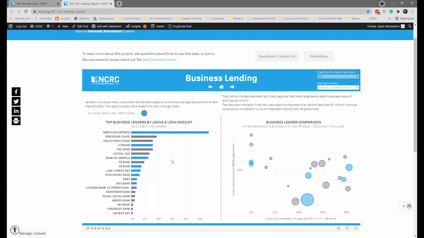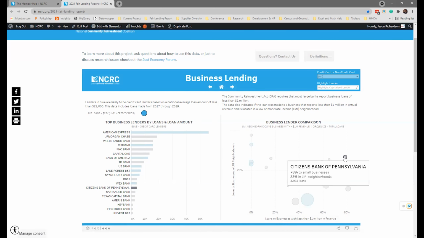The blue bars indicate lenders that we've identified as credit card lenders. This means that nationally, their average loan is less than $25,000. The gray bars indicate lenders that make larger business loans. On the right side, we take a look at these lenders in terms of loans to businesses with less than $1 million of revenue on the bottom, which is how we measure whether or not it's a small business. And on the left-hand side, loans to businesses in low to moderate income neighborhoods. So just like the scatter plots from earlier, you can hover over individual circles here and see more information about their business lending.